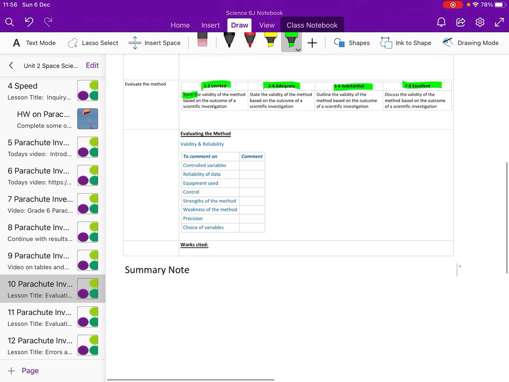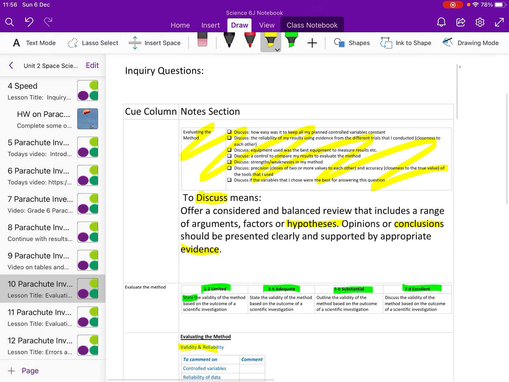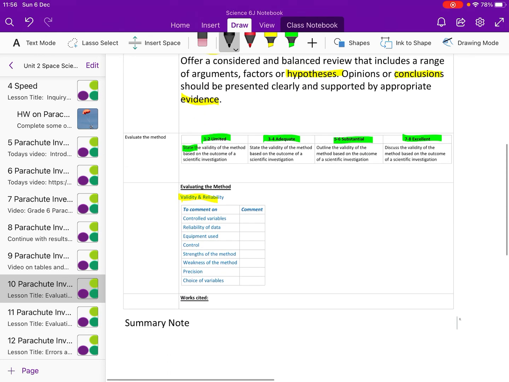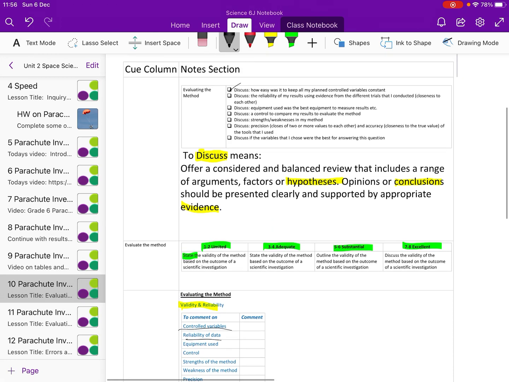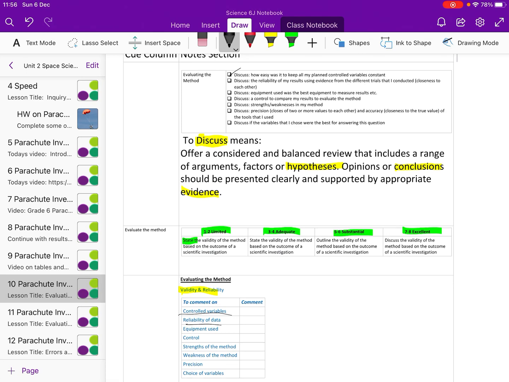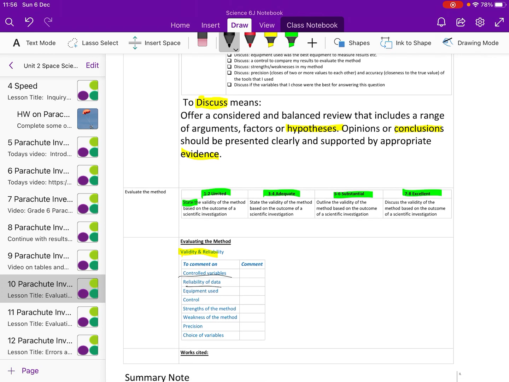That's the plan. And then again, as always, we have space for you to do this here. You'll notice that each of these bullet points that you can tick, when you've done the first one, you can tick it off. Each of them is a section in the table, yeah? So the first one, discuss how easy was it to keep all my planned controlled variables constant. That is box number 1, controlled variables. So you're going to answer that in there. Let me just get rid of some of my highlighting.